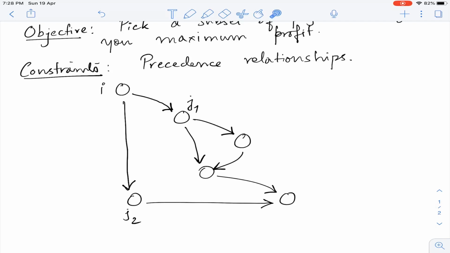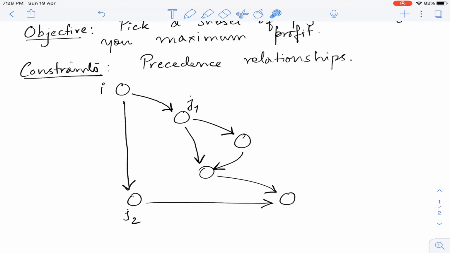Okay, so this graph now puts some constraint on the set of projects that I can choose. I just cannot choose any set of projects that I want. Whenever I choose some projects to be completed, I have to make sure that whichever projects have a precedence relationship to this project should also be included in my set.